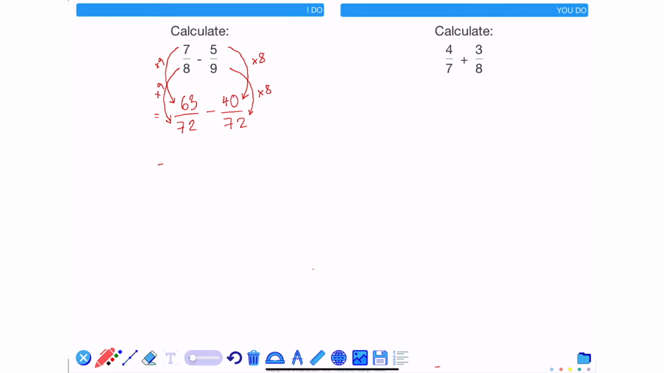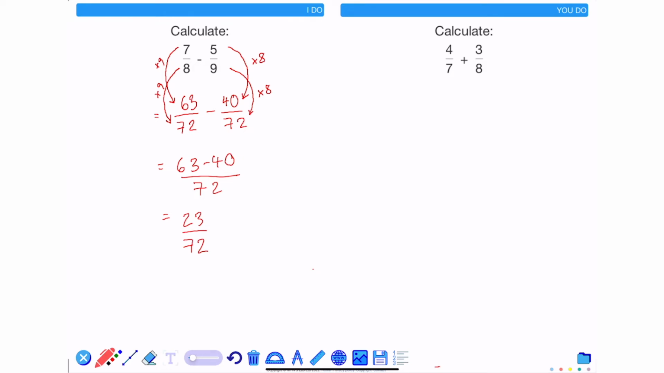When we have the same denominator, all we do is we operate with the numerator. 63 take away 40 is 23, and this is over 72. Always double check that you can't simplify the answer anymore. 23 is a prime number that doesn't go into 72, and therefore we can stop.